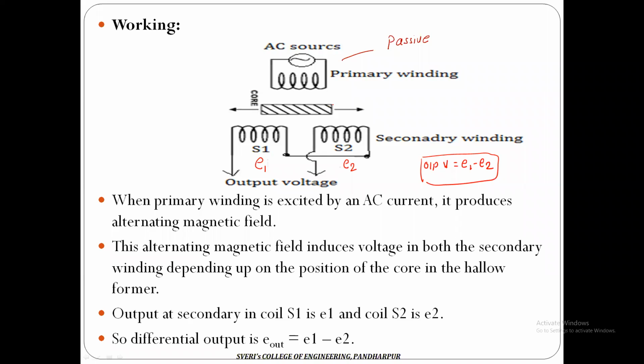And now this is a movable soft iron rod. So the position of this soft iron rod in the core will decide how much voltage is generated in the two secondary coils. Now try to read it. When the primary winding is excited by the AC current, it produces an alternating magnetic field. The alternating magnetic field induces voltage in both the secondary windings depending upon the position of the core in that hollow former. Output at the secondary of coil S1 is E1 and of coil S2 is E2. So the differential output, the name itself says it's a differential output, can be calculated by E1 minus E2.